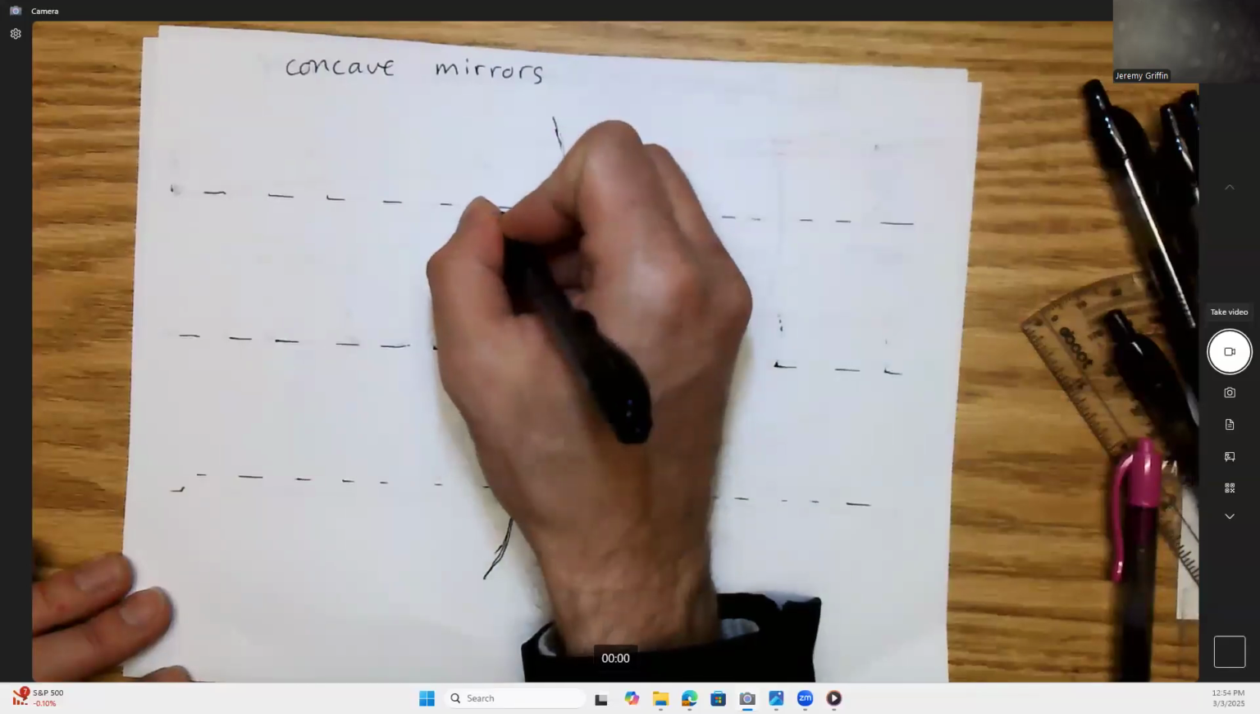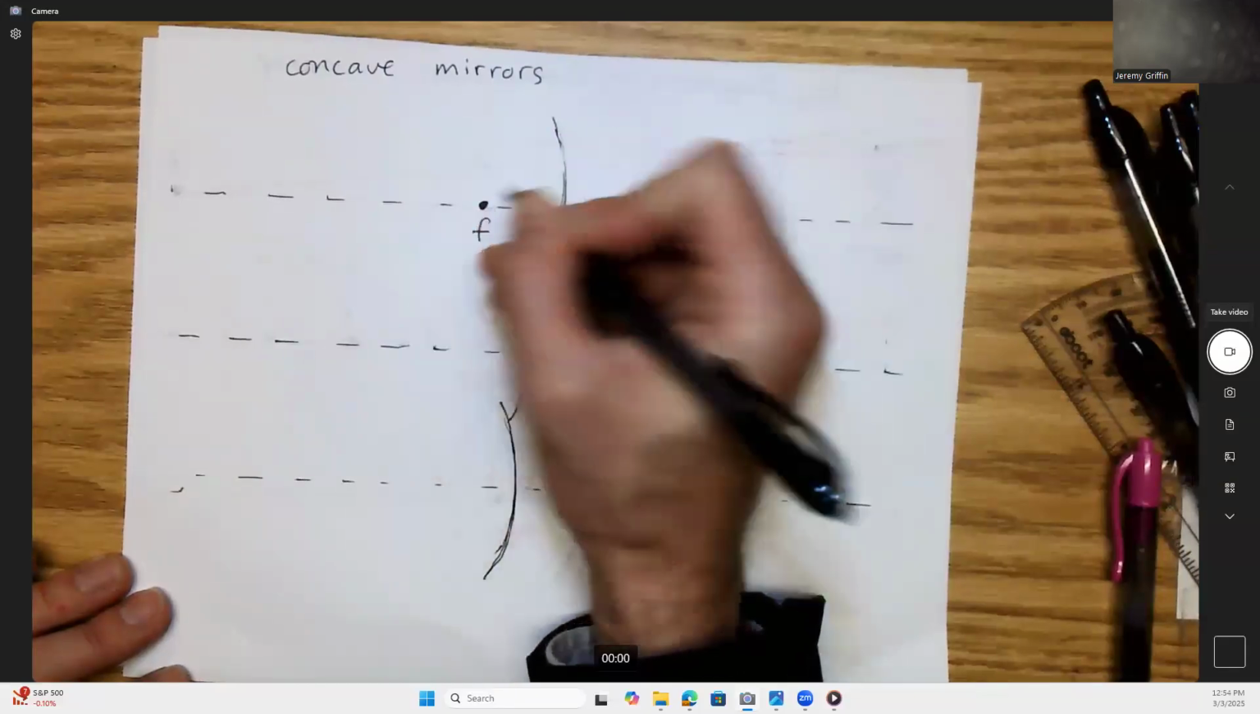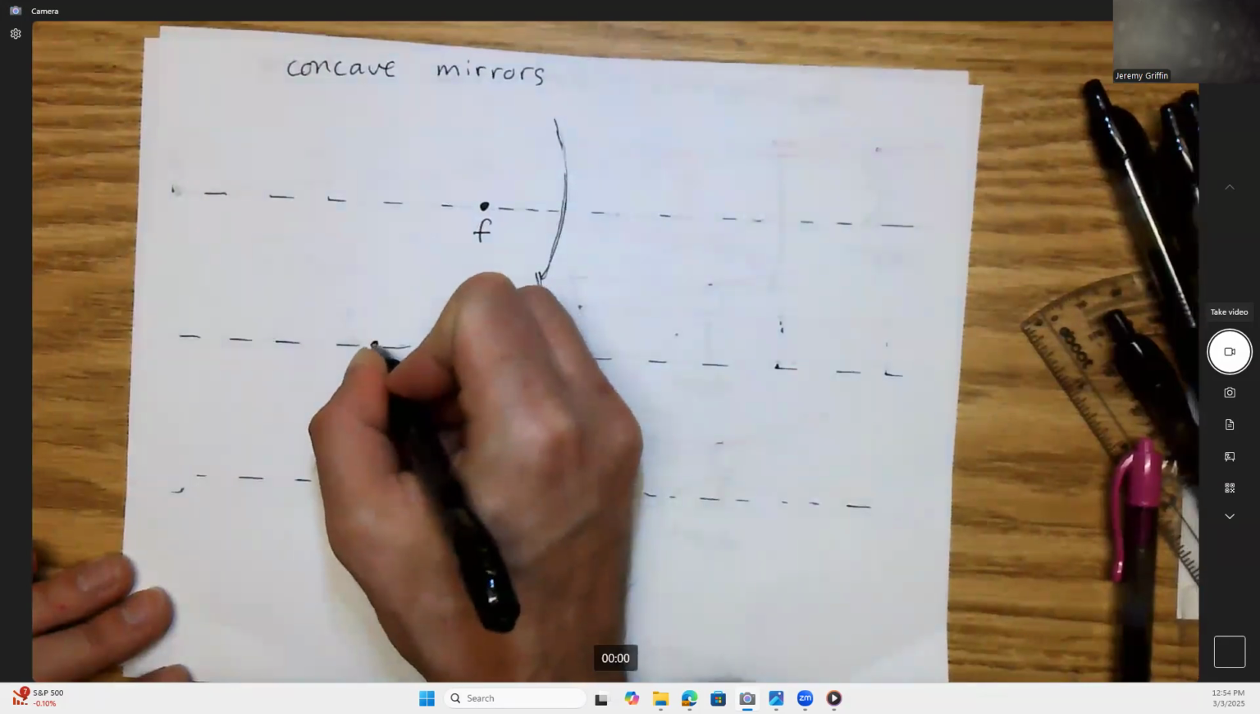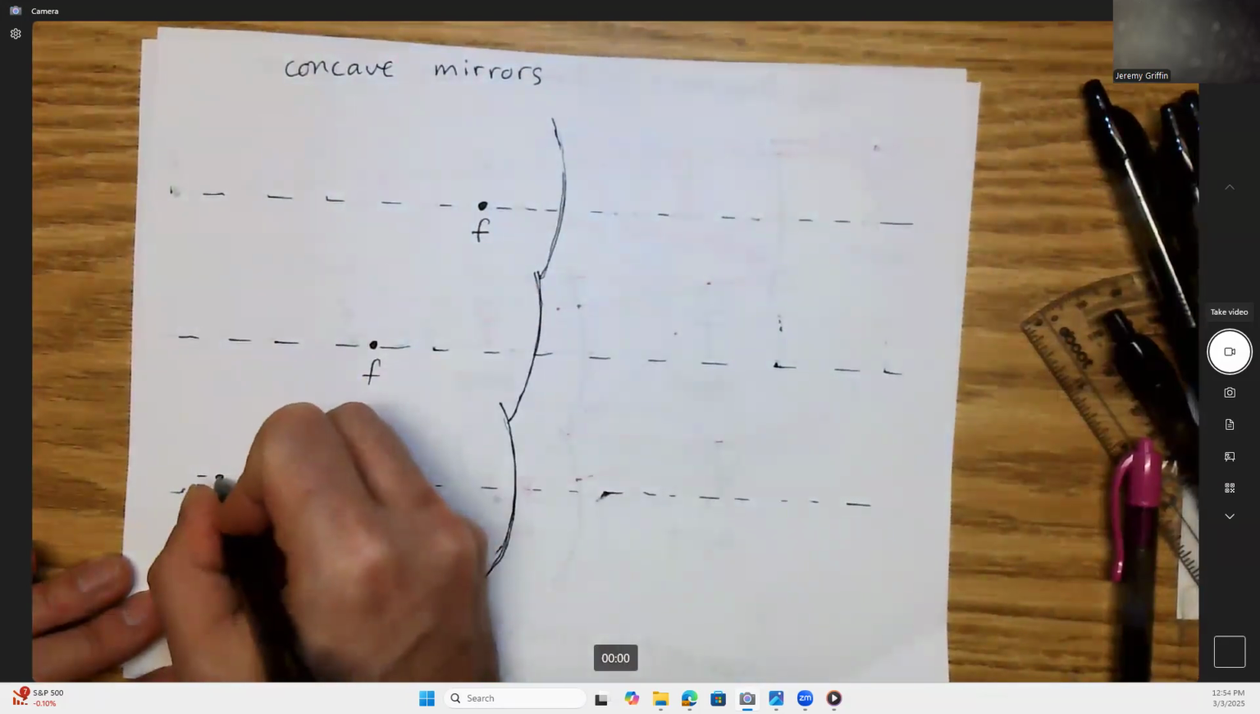I'm going to put the first one pretty close in. Here's my first focal point. The second one, maybe kind of medium. And the third one, I'm going to put like way back here.